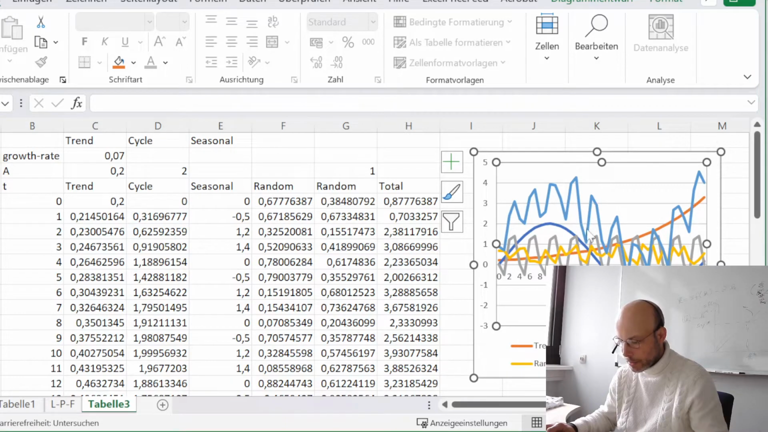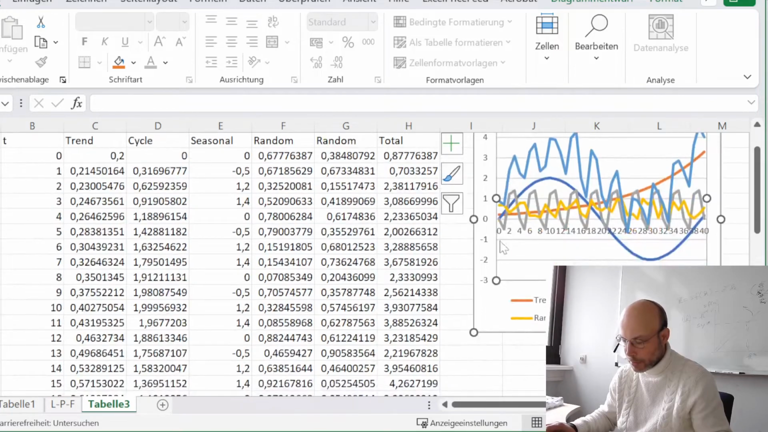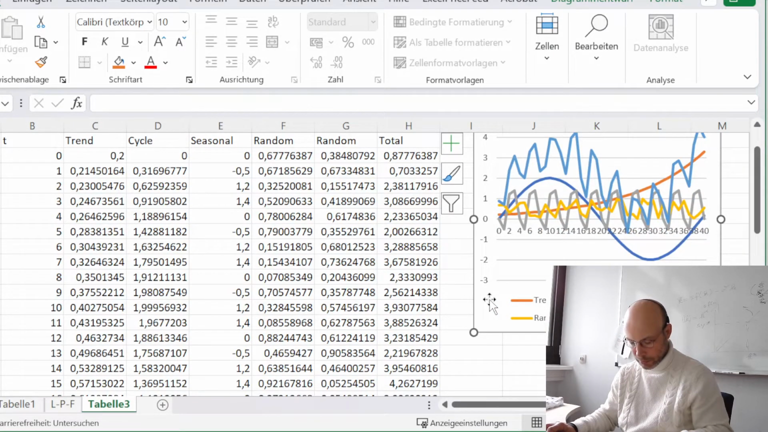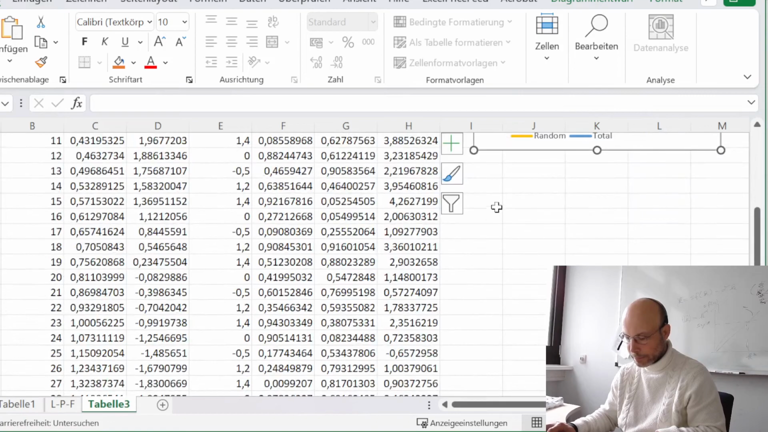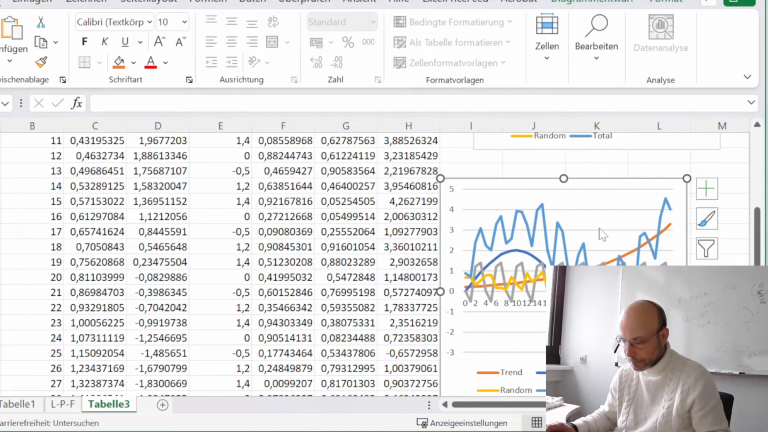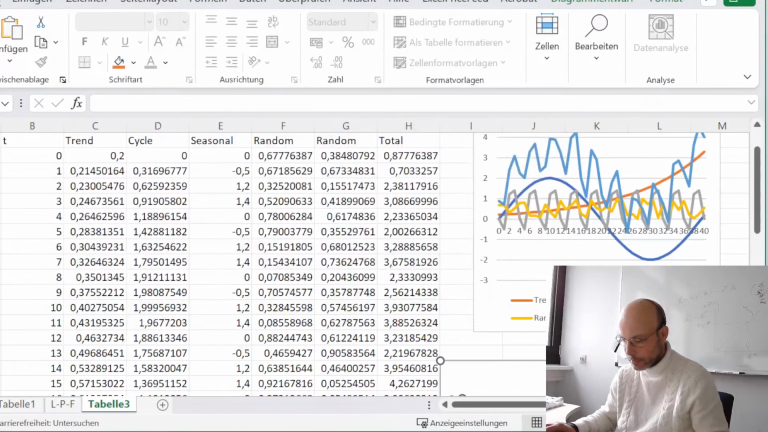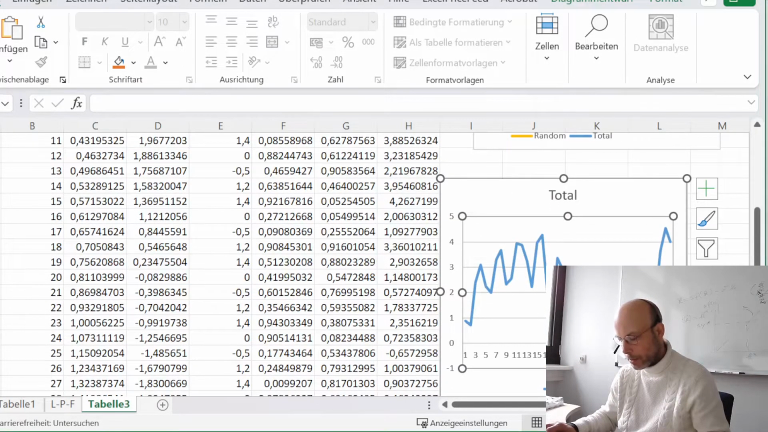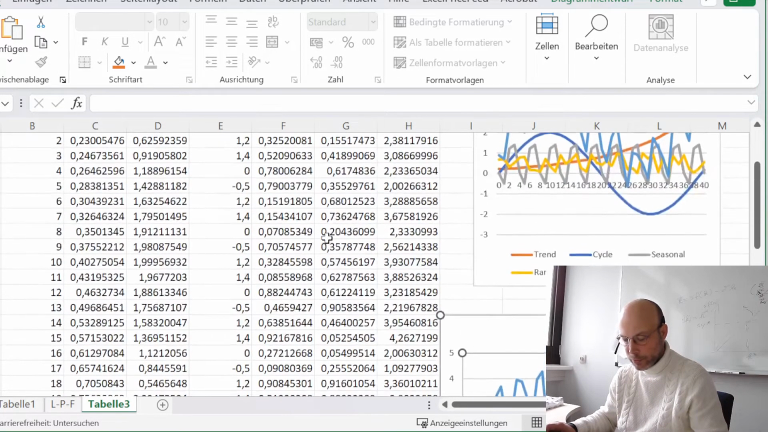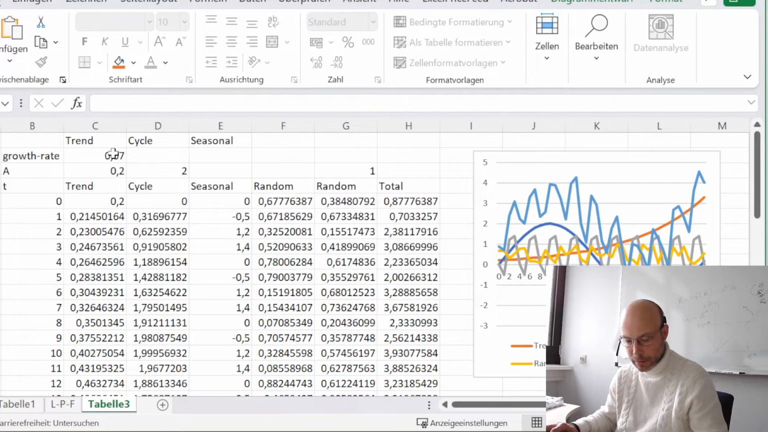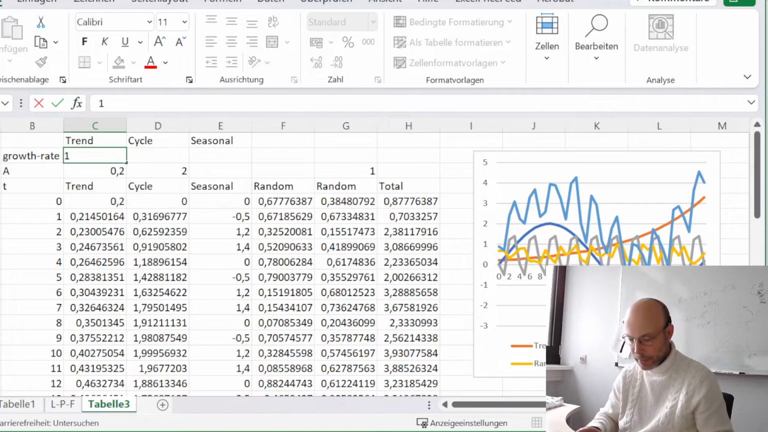And this would be then our total data, the blue line. Let's have a look only at the blue line, just skipping trend data, cyclic data, seasonal data, and random data. And this would be then our total data. Yeah, maybe the trend data should be more dominant. So now, well, then let's go back with a higher.